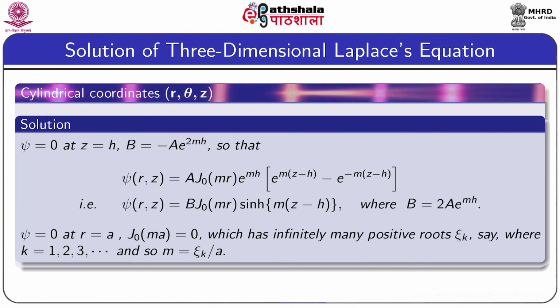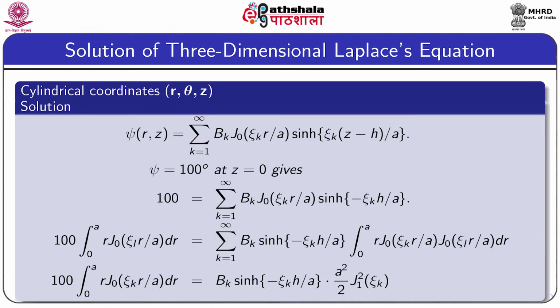So, this is a Bessel function of order 0. So, it has infinitely many positive roots. Let those roots be xi_k. So, we can write the value of ma as xi_k, or m = xi_k / a, where k = 1, 2, and so on. Therefore, using the principle of superposition, we can write the general solution as psi = sum over k of B_k J0(xi_k r / a) sinh(xi_k (z-h) / a).